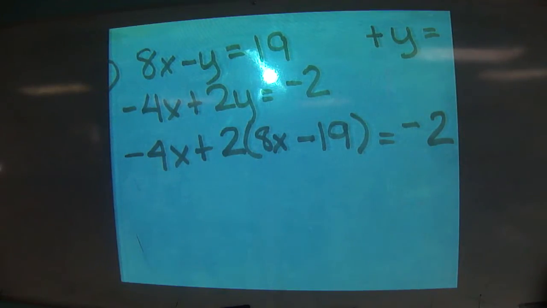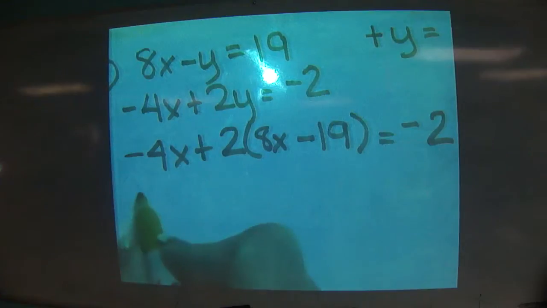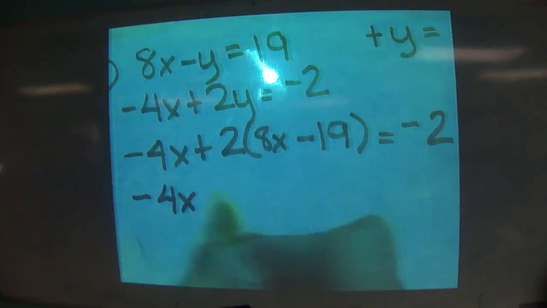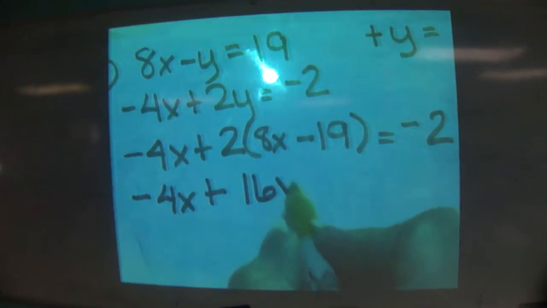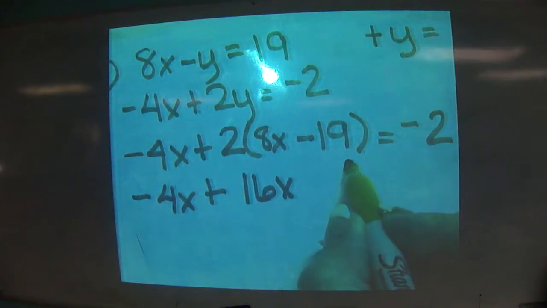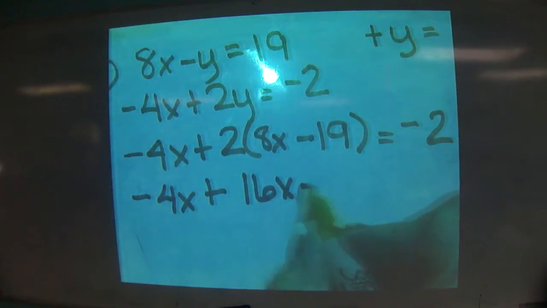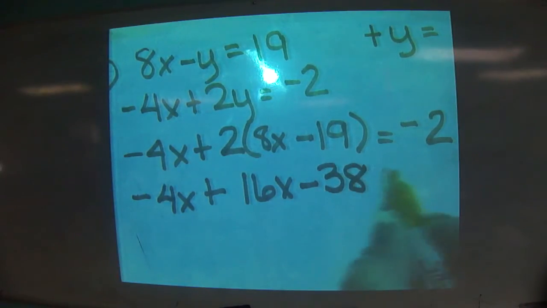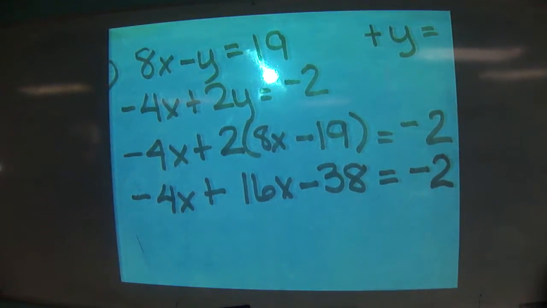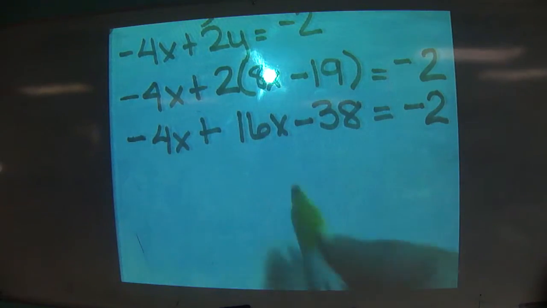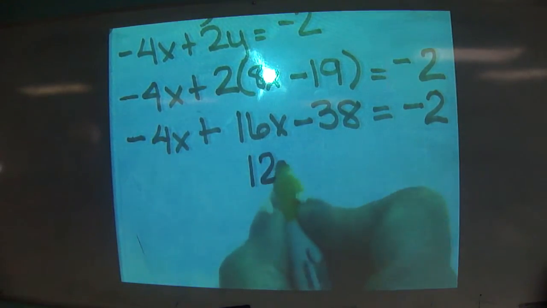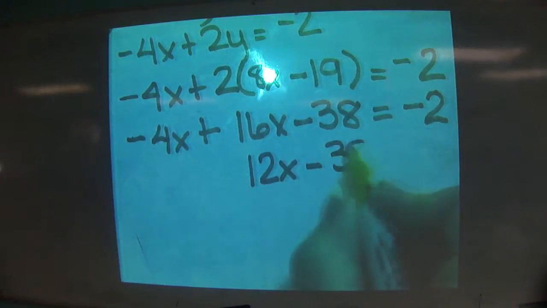And there's multiple terms. Okay? So go ahead and apply the distributive property. Negative 4x plus, what's 2 times 8x? 16x. 2 times negative 19, negative 38, equals negative 2. The next step we're going to do is combine like terms. Negative 4x and positive 16x, positive 12x. And then copy the rest of the equation.